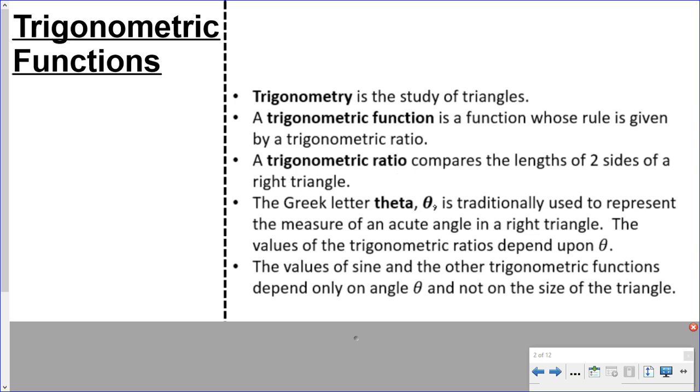The Greek letter theta, which is a zero with a slash through it, is traditionally used to represent the measure of an acute angle in a right triangle. The value of the trig ratios depends on theta. Okay, so it depends on the size of the angle, not the size of the triangle.